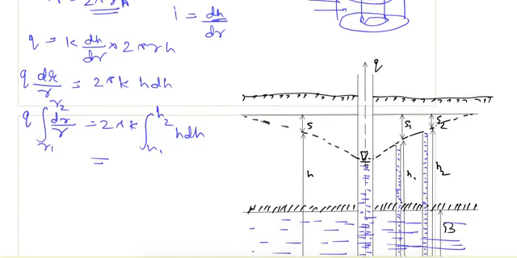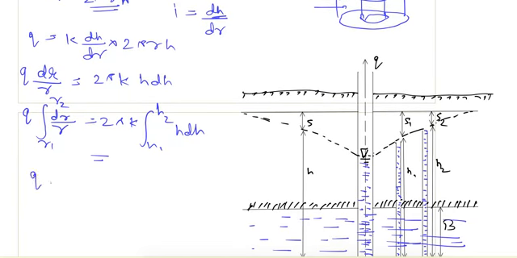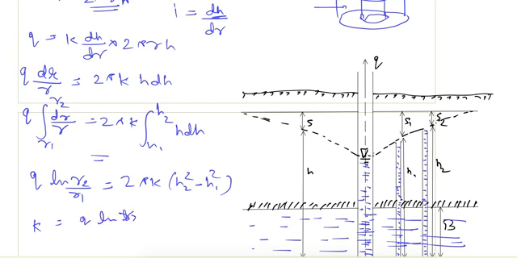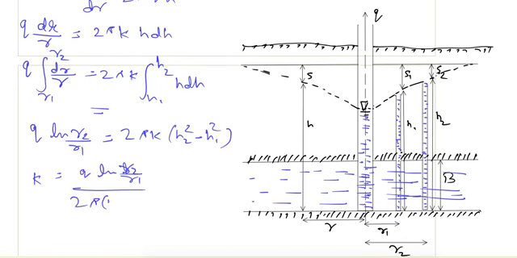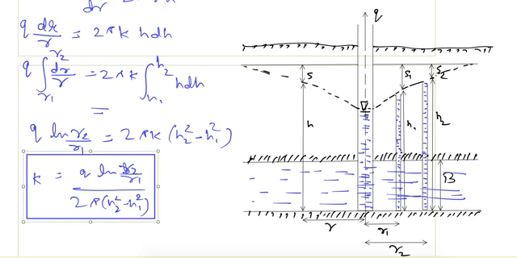Now if we solve it, we'll get Q ln r2 by r1 is equal to 2 pi k (h2 square minus h1 square), and from here k can be written as Q ln r2 by r1 divided by 2 pi (h2 square minus h1 square). So this is the formula for coefficient of permeability in an unconfined aquifer.